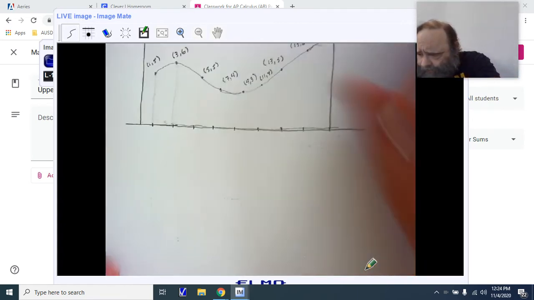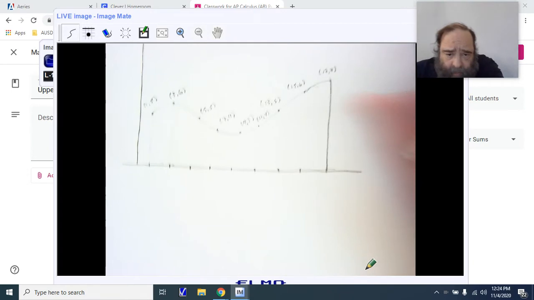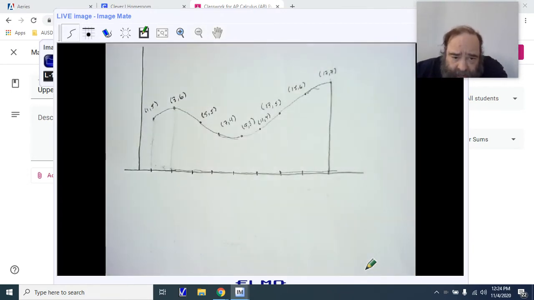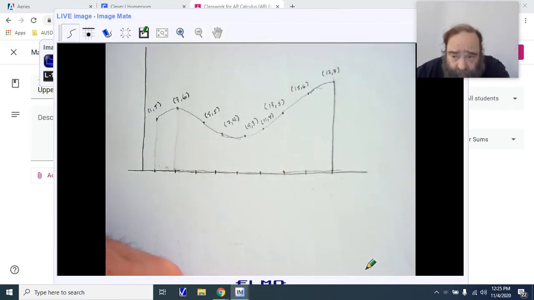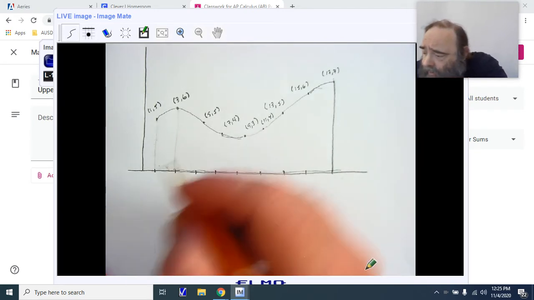Please be aware, when you're doing upper and lower sums, you need to graph the function because you have to be able to tell in your function whether you have the value circumscribed or inscribed. Okay, that's what we're talking about. Rectangles that are circumscribed or inscribed.